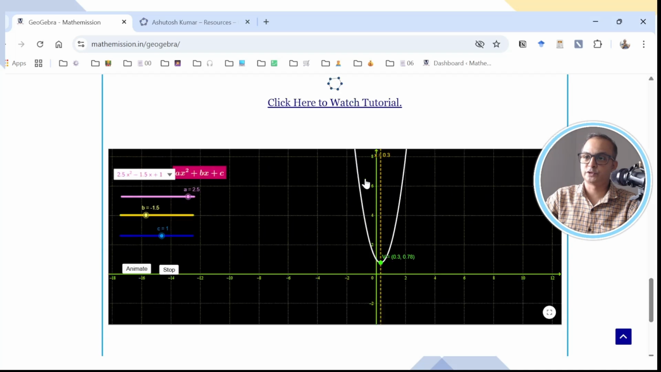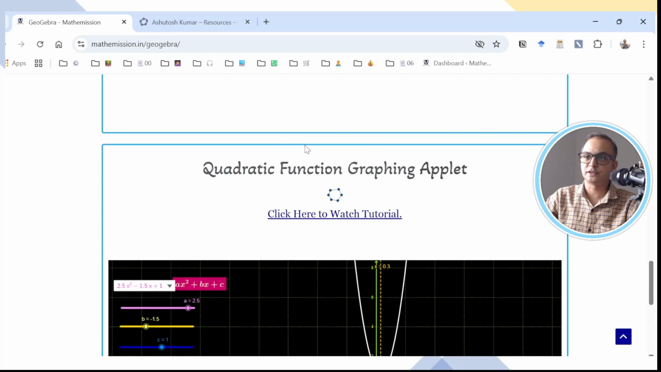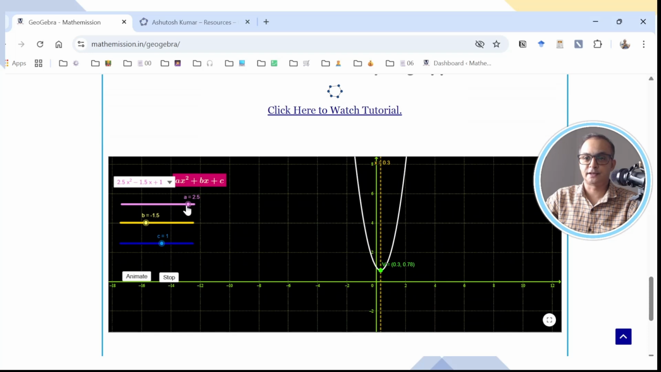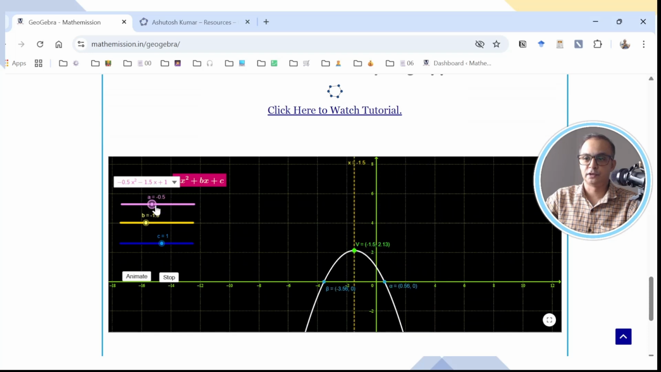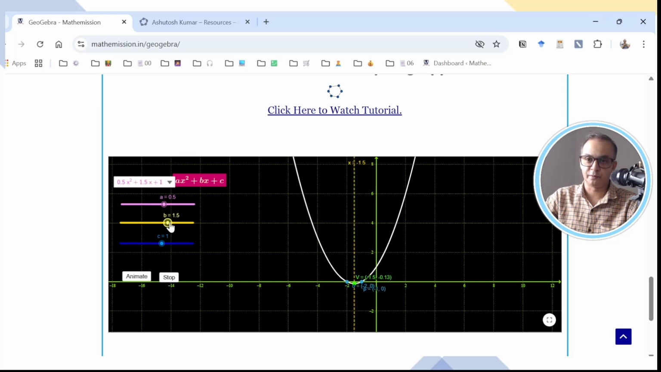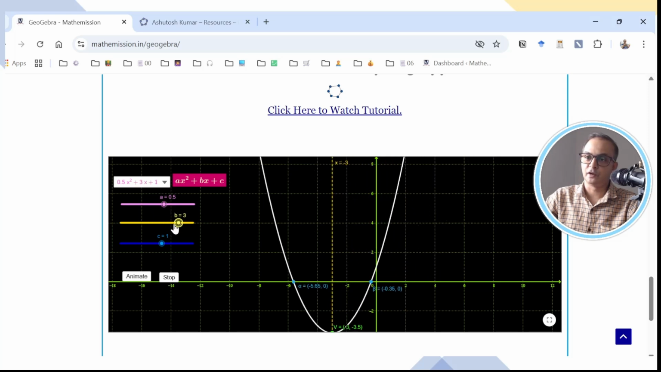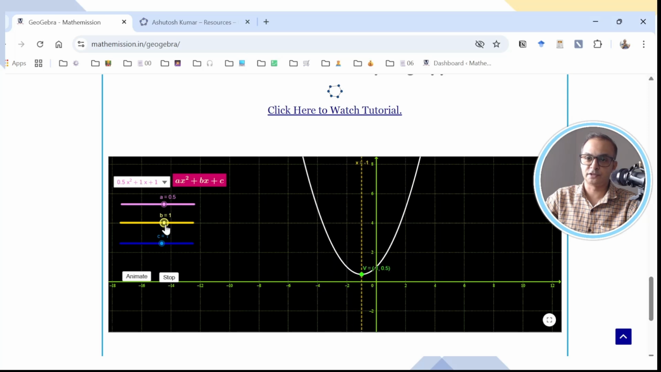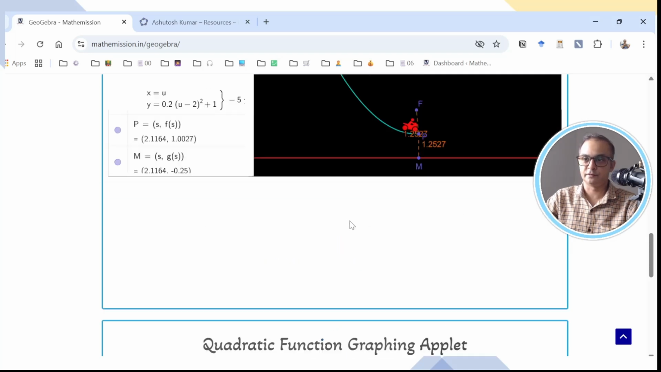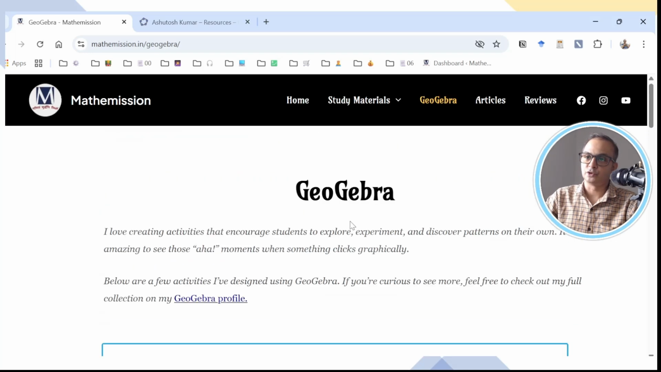And you can see, suppose I want to use this quadratic function graphing applet. You can see that the sliders are given: A, B, C, and so on. And we can just play with it, and you see how the graph will change by changing the coefficients of x and x square and the constant term also. So this is one kind of play, or you can understand the graph more deeply. So this is the GeoGebra page.